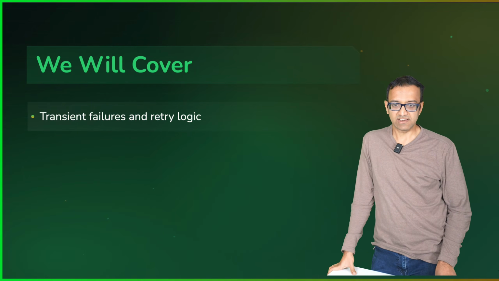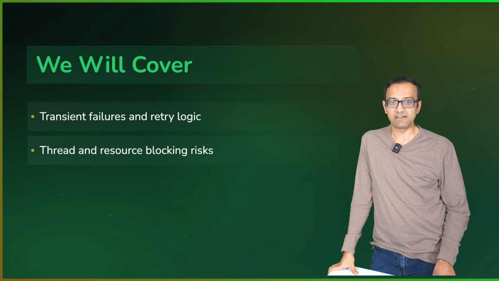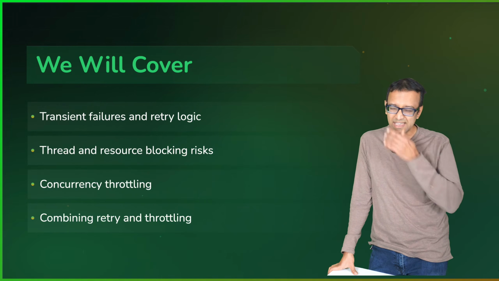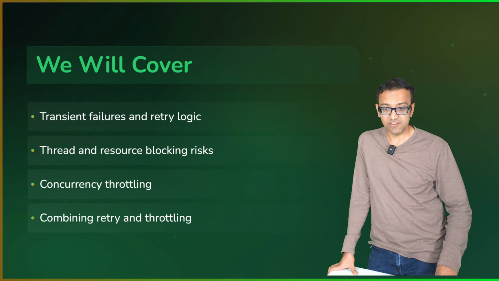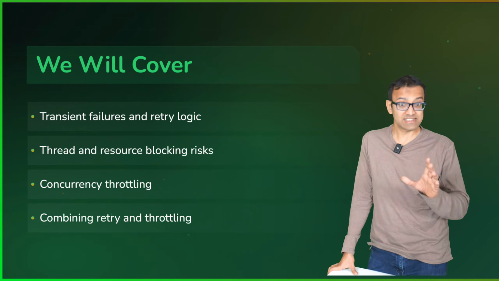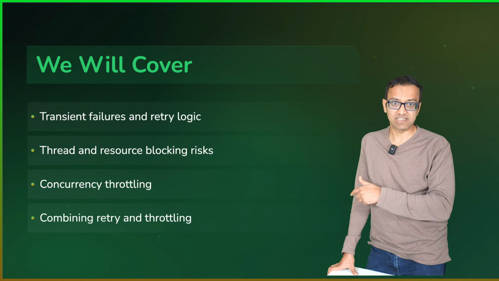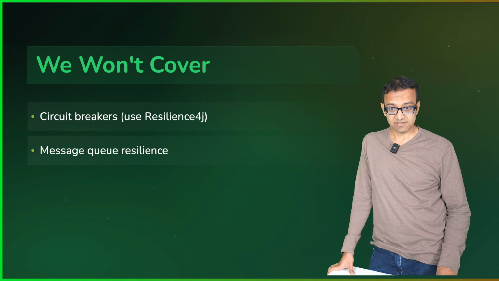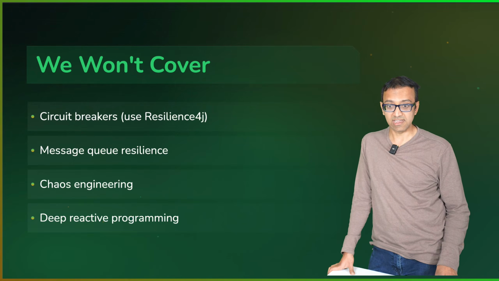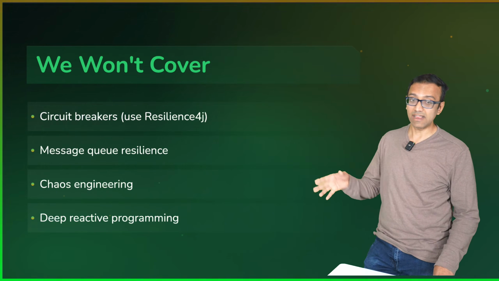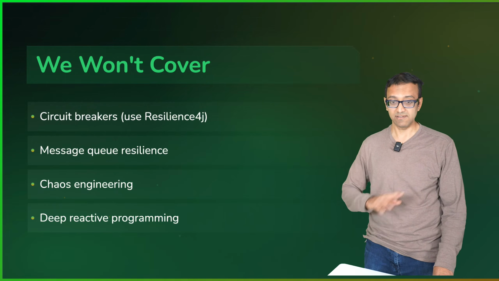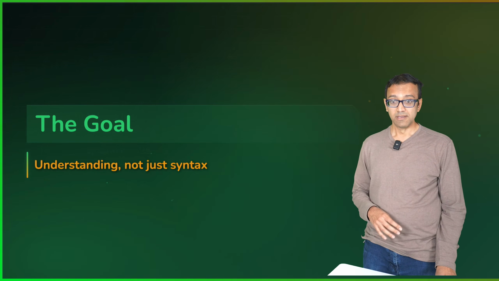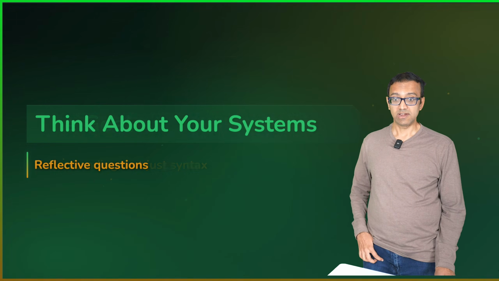We're going to handle transient failures with retry logic, and we're going to look at thread and resource blocking risks, and we're going to do concurrency throttling. I think I have an exercise where I combine both. I don't remember. If not, we can forget about the combination, but at least I'll touch upon it. We might not have an exercise where we merge both of them. We're not going to cover circuit breakers, message queue resilience, chaos engineering, or reactive programming. I'll tell you how it works with reactive programming, but we're not going to cover reactive. We're going to look at the traditional model, which most people use. I don't think a lot of people use reactive programming. Then again, the goal is to understand, not just the syntax.